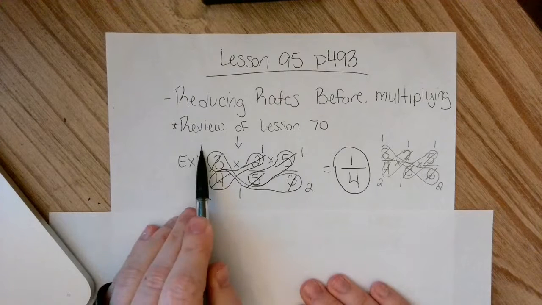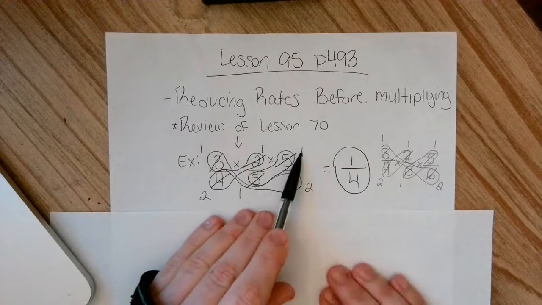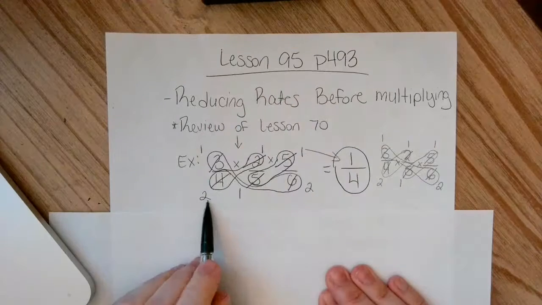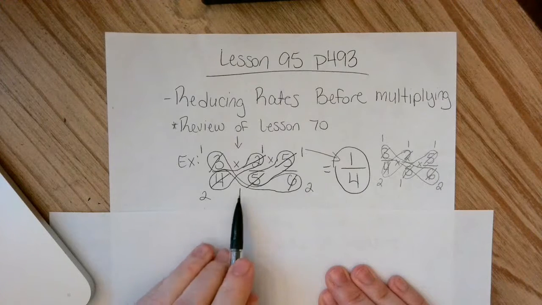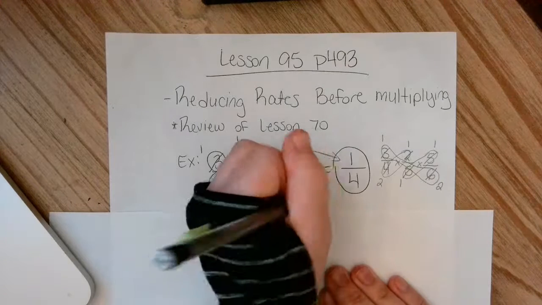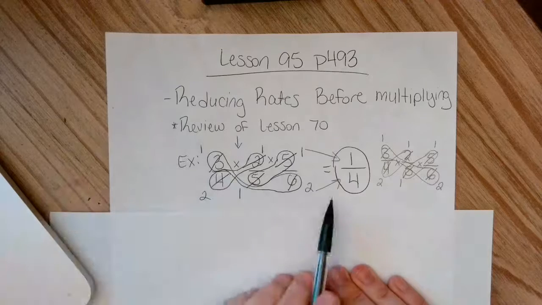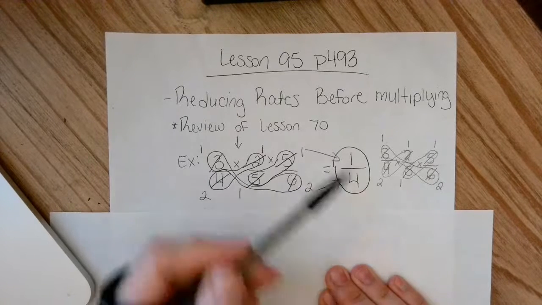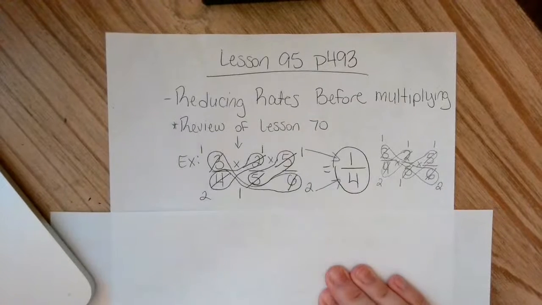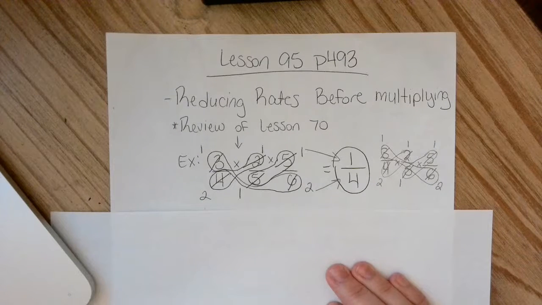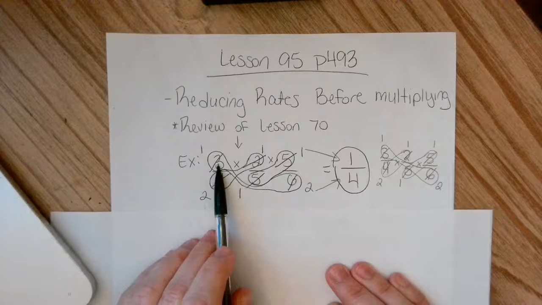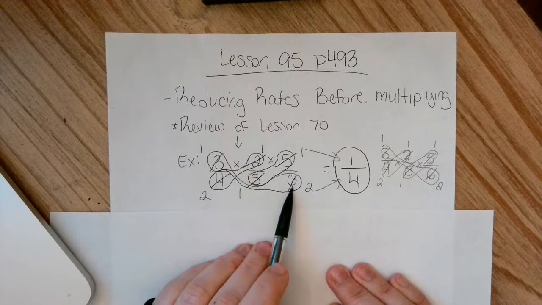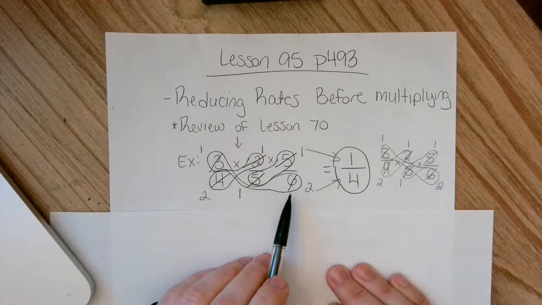So 1 times 1 times 1 gives me 1. 2 times 1 is 2. 2 times 2 is 4. And then I keep my fraction line in between. So my answer is 1/4. And that's a little bit simpler than trying to multiply 3 times 2 times 5, and then 4 times 5 times 6, and then reduce that larger fraction.